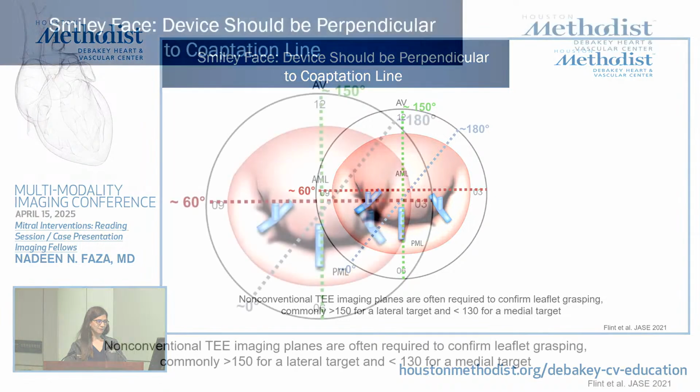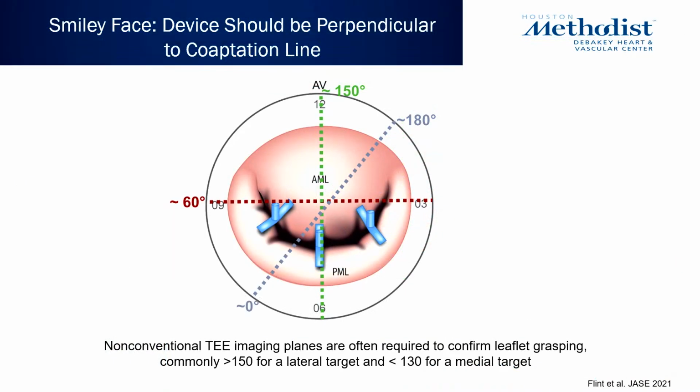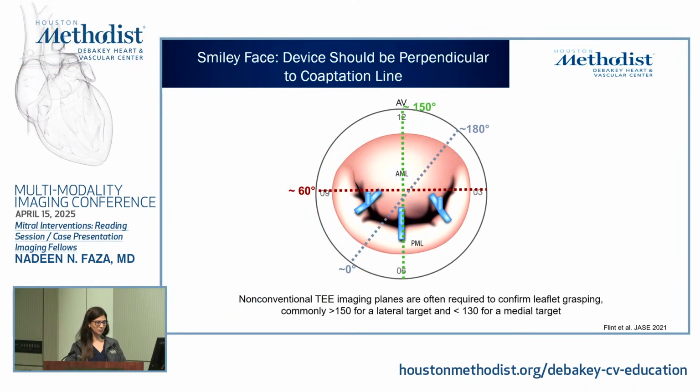And this is the view that shows the clip orientation in relation to your line of coaptation. So if you are aiming for A2P2, then your clip would need to be around 6 to 12 o'clock. If you're more medial, then you want to be 11:30. If you're more lateral, to stay perpendicular to the line of coaptation, so you're not getting side bites of the leaflets, you want to be around 1 and 7. So determining the location of the jet that you're trying to treat ensures that you're able to orient your clip perpendicular to that line of coaptation.